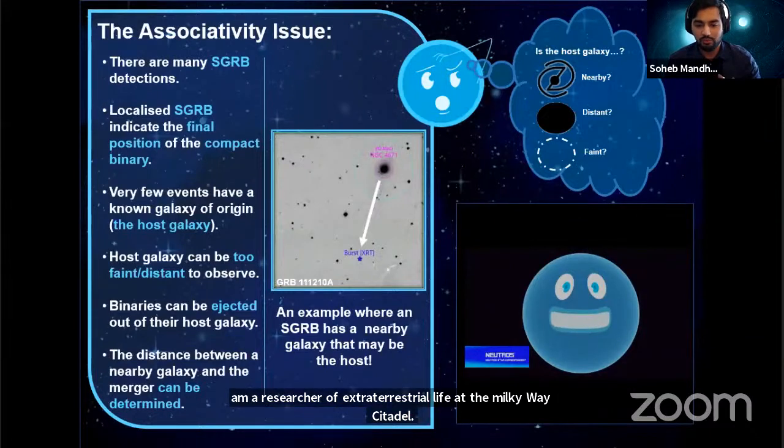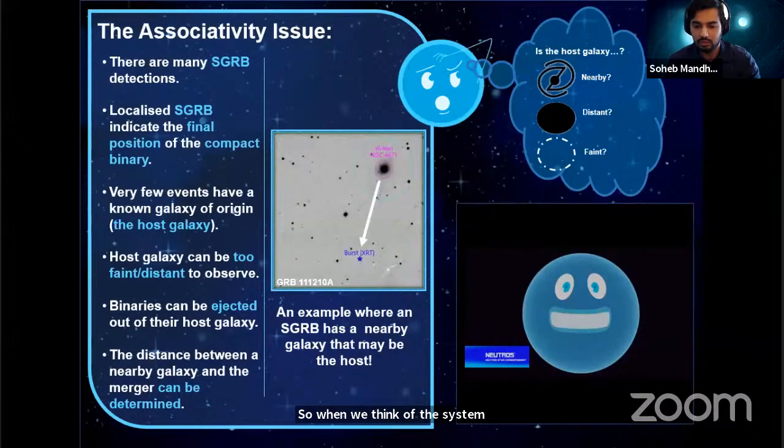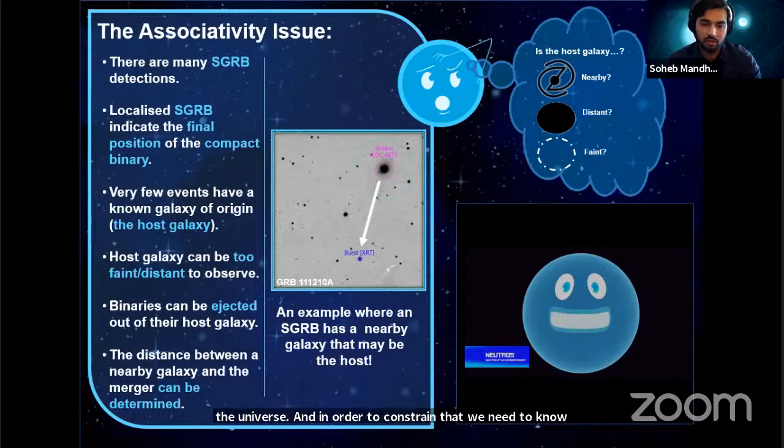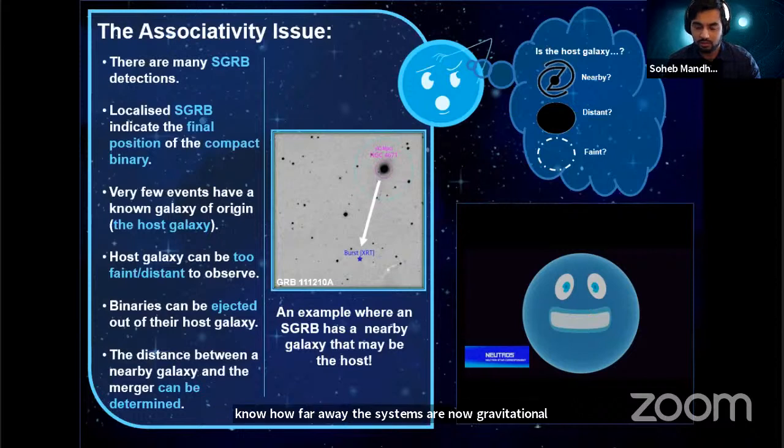So when we think of these systems, we'd like to know how frequently they're merging and how frequently the mergers are occurring in the universe. And in order to constrain that, we need to know how far away these systems are. Now, gravitational waves provide us with a constraint on the distance, but unfortunately, with the current generation at least, the uncertainty on the positions is quite large, and the distances at which they can see into the universe are quite short. On the other hand, assuming that most short duration gamma ray bursts come from these compact binary mergers, we have precise localizations for at least a few of them down to a few milliarcseconds.